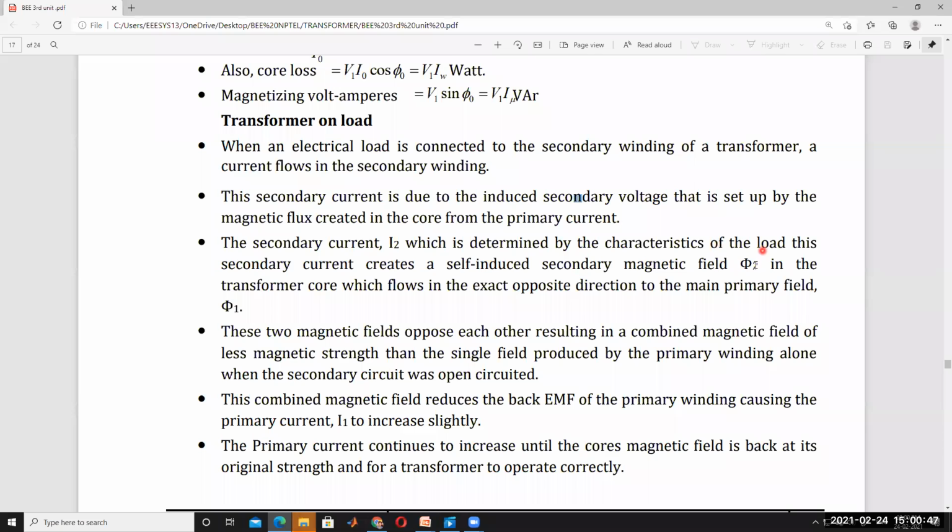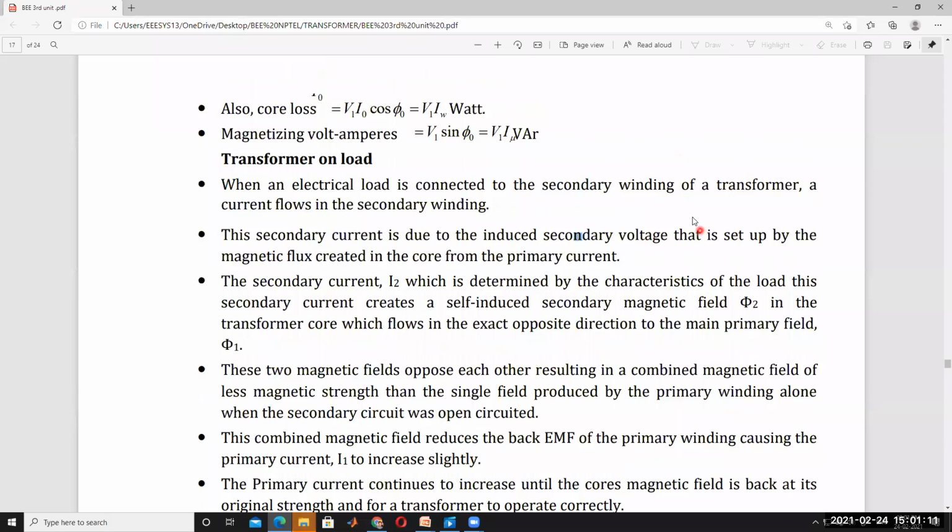So that means the resultant flux is called φ0, or φr. This is always constant. The resultant flux is always constant, even though the load is increasing or decreasing in the transformer. That's why the transformer is called a constant flux device. Only then is the transformer working.